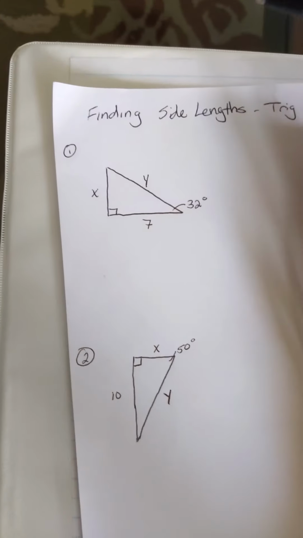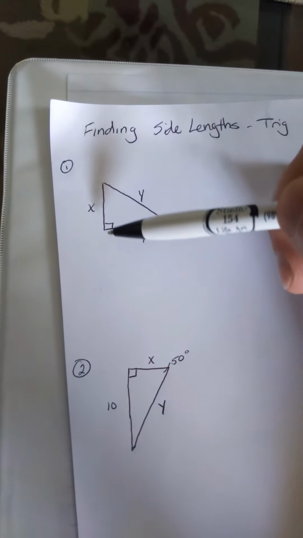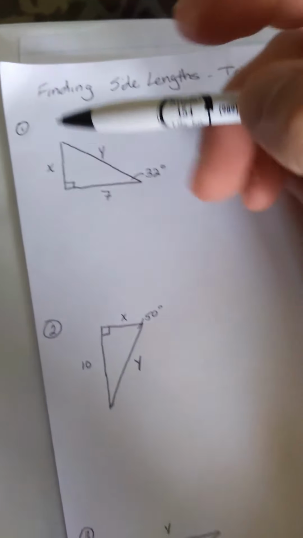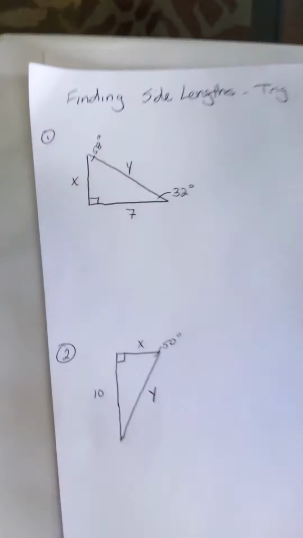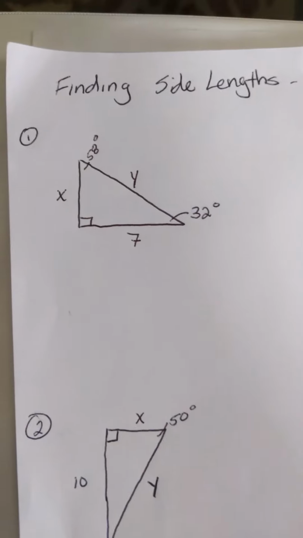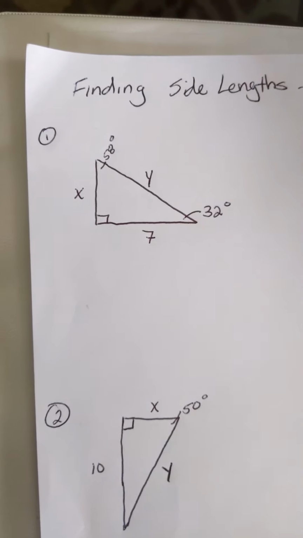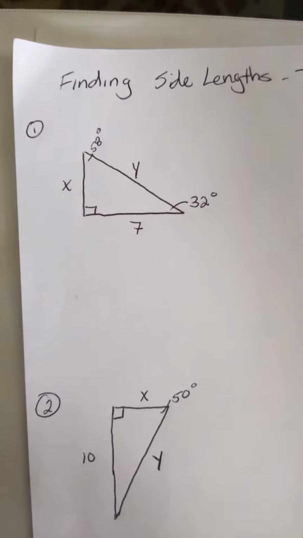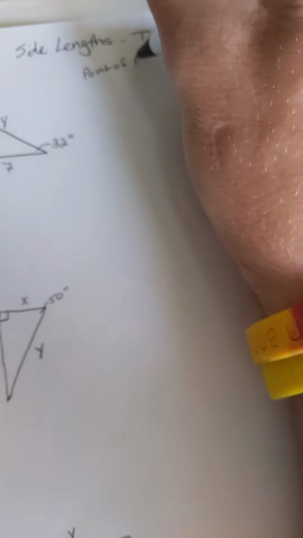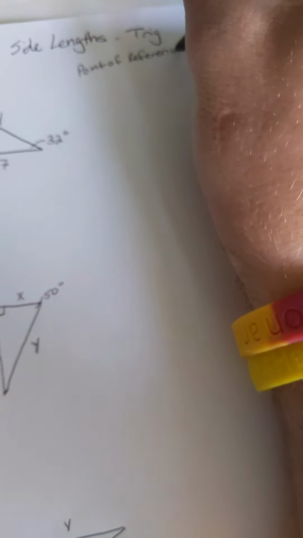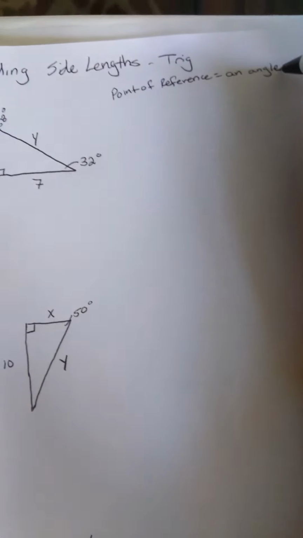So the first thing I want you to remember is if we have this angle 32 degrees and we have a 90-degree angle, that means you also can find out that this is 58 degrees. And the reason that's important is because it gives you perspective. It allows you to use different variations and whatever you might be more comfortable with. So remember, your point of reference is always the angle. Point of reference equals an angle. And it's not the 90-degree angle. It'll be one of the others.